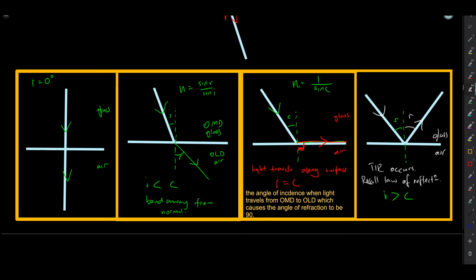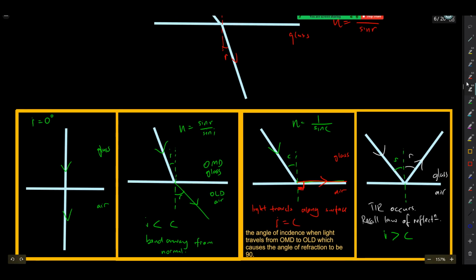These are your 4 diagrams when it comes to OMD to OLD. Now there are 2 conditions for TIR to take place. Firstly, light must go from OMD to OLD. The second is that I must be more than C.